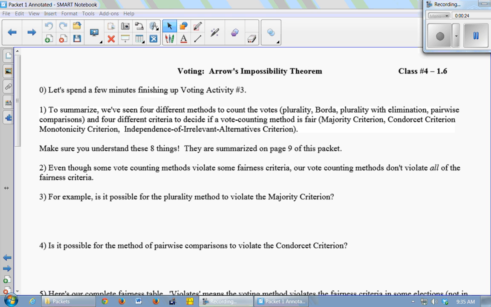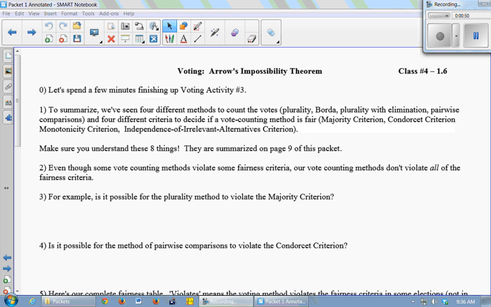The majority criterion: if someone has a majority, they should win. The Condorcet Criterion: if someone wins all their head-to-head matchups, they should win. The monotonicity criterion: this is a revote situation. You have a vote and a revote. If the only changes are good for the winner of the original vote, they should remain the winner, right? Monotone, it should stay the same.